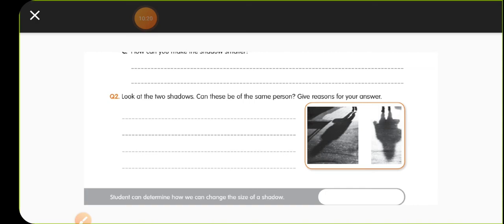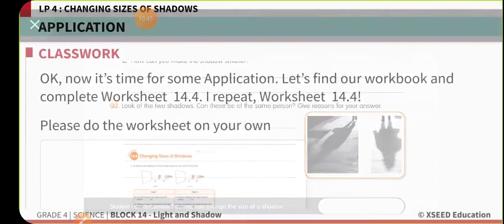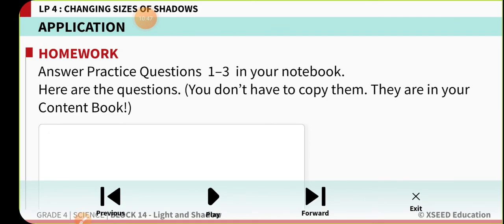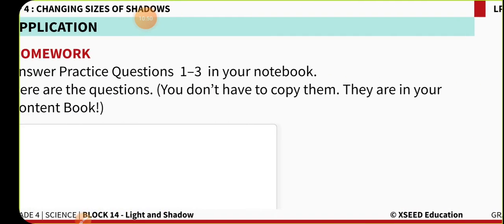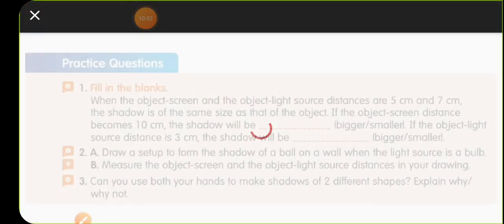Look at the two shadows. Can these two shadows be of the same person or not? So these can be the shadows of the same person, because this is based on the light fall. One is during daytime or evening time, and the second picture is during afternoon, where the direction of the sun has changed. Okay, children, after completing the worksheet, let us even have a look at the practice questions.